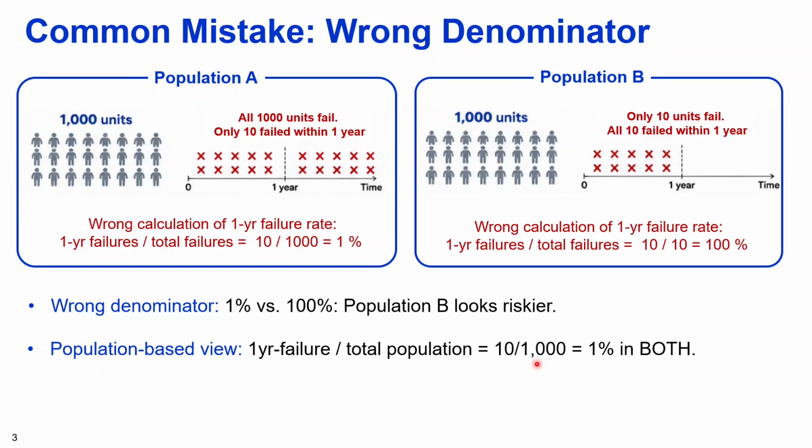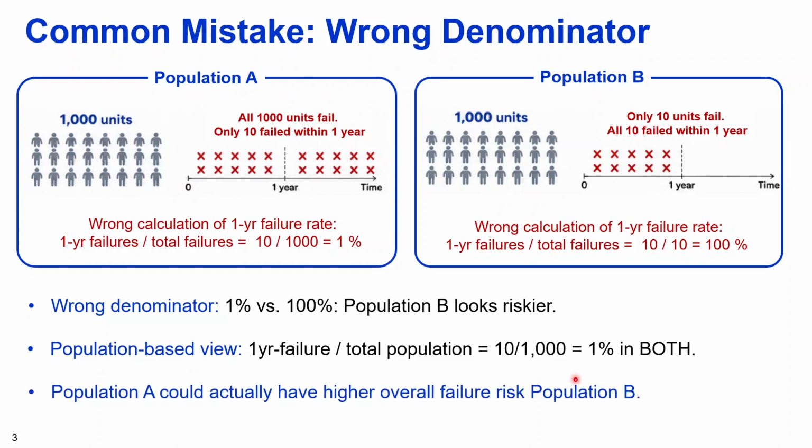And notice something even more important. Population A could actually have much higher overall failure risk than population B. After the first year, almost all the units from population A eventually fail, while 990 units in population B never fail during the observed period. The problem here is the denominator. Dividing by the total failures only tells you what fraction of the observed failures occur early. It does not tell you the probability that a unit will fail early out of the whole population.